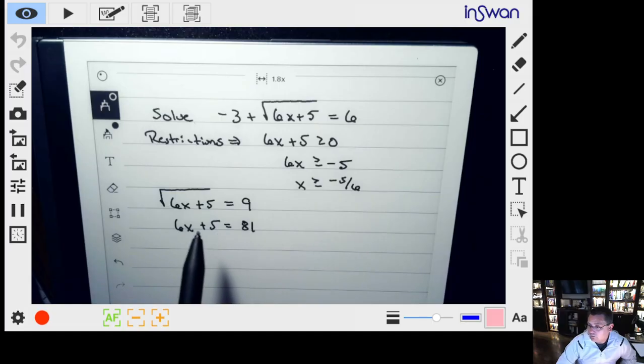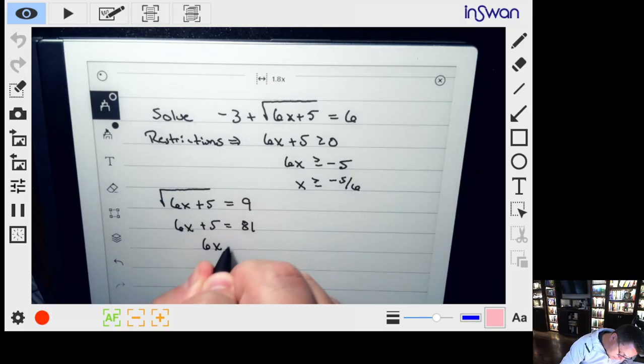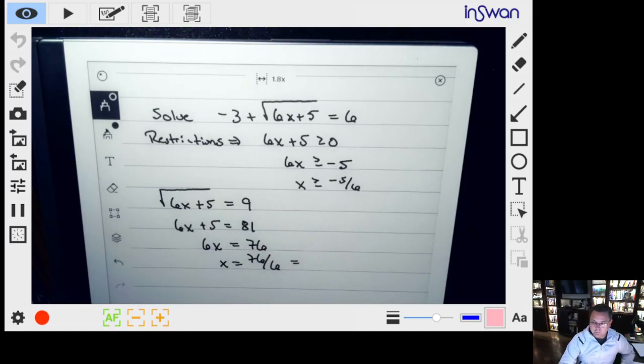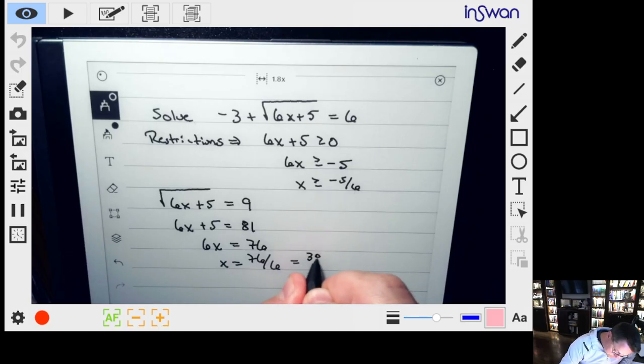Okay, now we'll go ahead and solve this. We're going to subtract the 5 from both sides. So I believe we're going to get 76 here. And then we're going to divide both sides by 6. These are both divisible by 2, so I think that gives us 38 over 3.